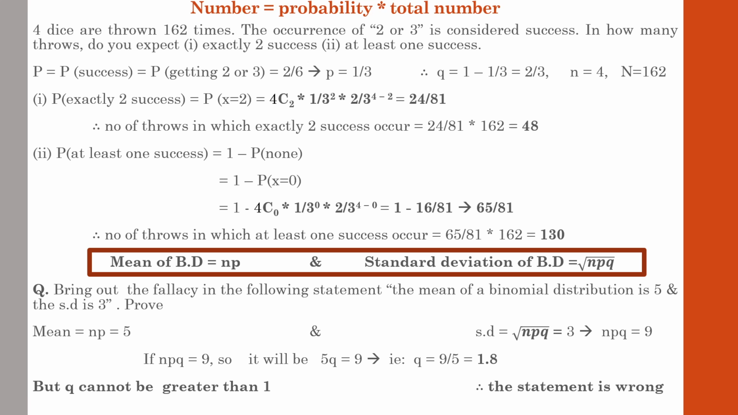It should be a value less than 1, because we have learned that one of the properties of a binomial distribution is that if you add P and Q, you will get 1. That was the concept. So the statement is wrong.